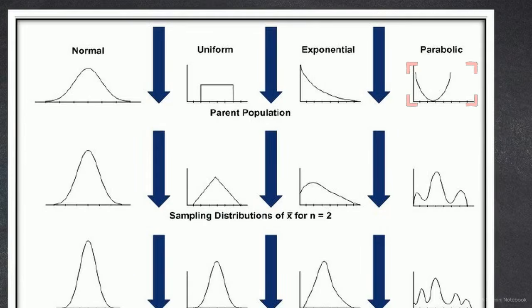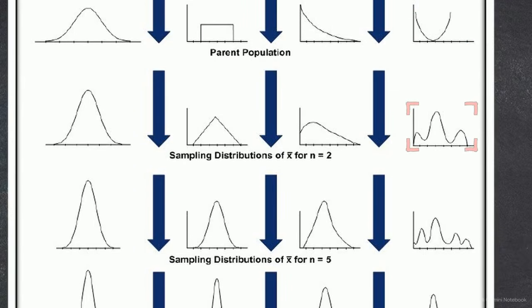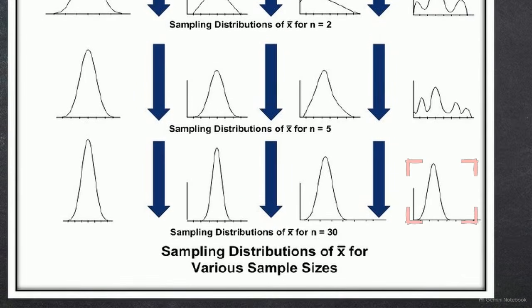This chart proves the theorem by starting with the U-shaped parabolic parent population. When we take samples of 2, the extreme edges collapse inward. At a sample size of 5, a distinct peak forms. By size 30, the original skew is overwhelmed, smoothing into a symmetrical bell curve.